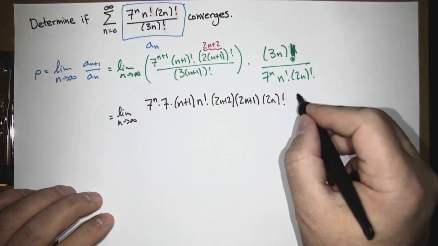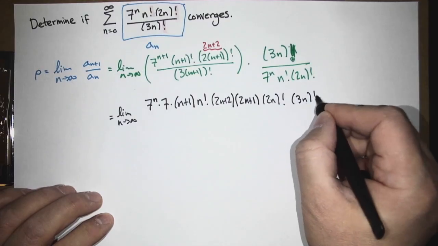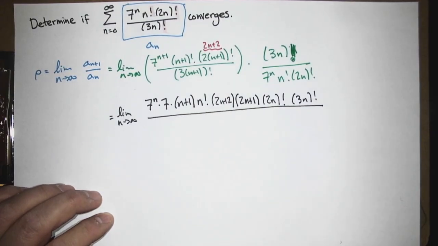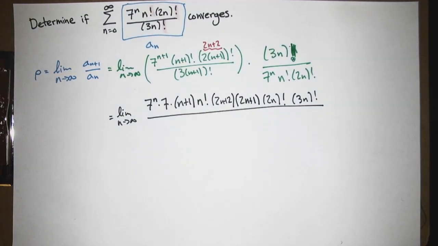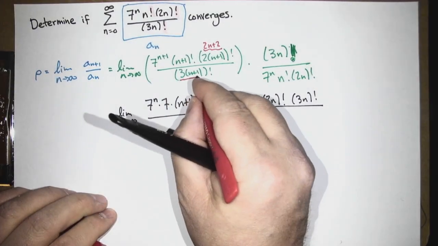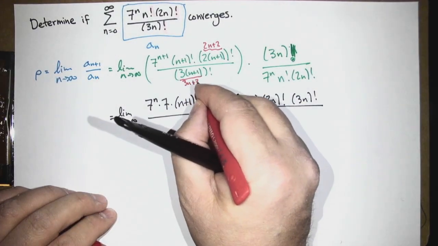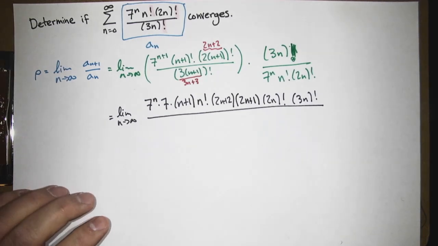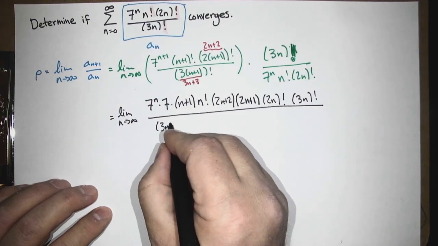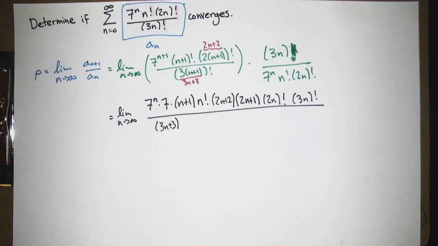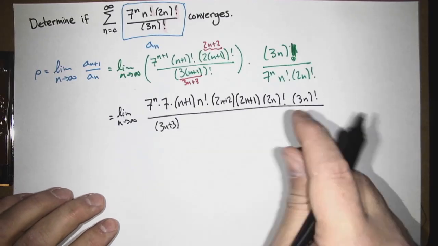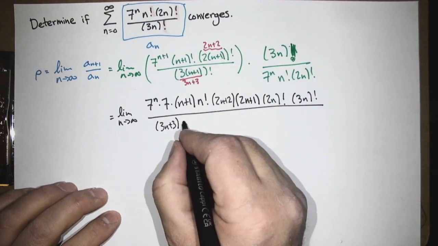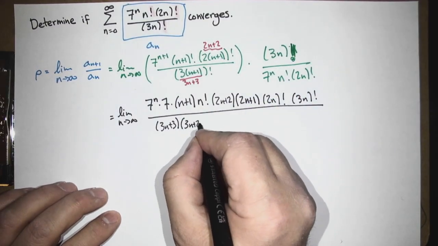Now the 3n factorial we'll leave as is. Downstairs, this is 3n plus 3. So let's start pulling terms off. We pull off the first term. That's 3n plus 3. Okay, now what do we have? 3n plus 2. We need to pull that off. We need to pull off until we get to 3n. So we pull off the 3n plus 2, the next term. And then what do?